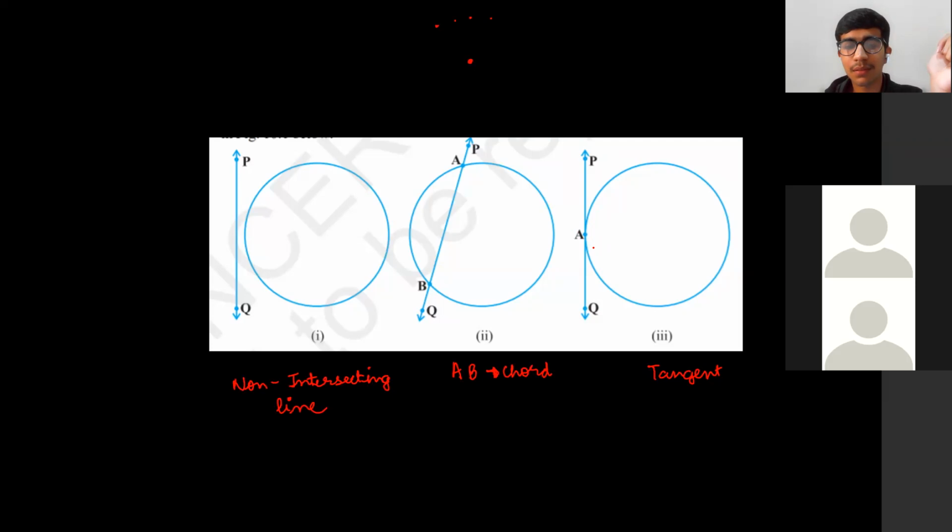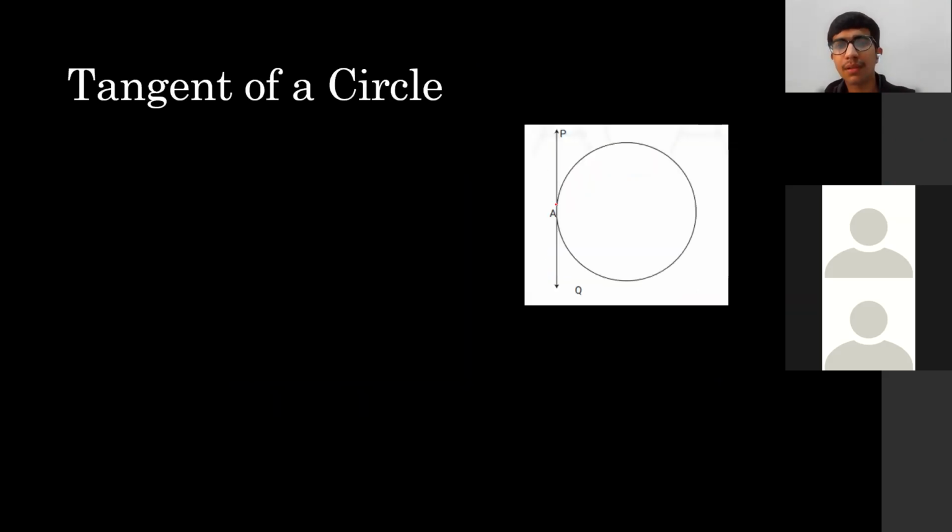Is the tangent always outside the circle? It's always outside, touching the circle. It touches at only one point, right? Exactly. Okay. So that's something unique about the tangent, that it only touches at one point. So a tangent of a circle looks like this. This PQ is a tangent and it is touching the circle at only one point, which is A.